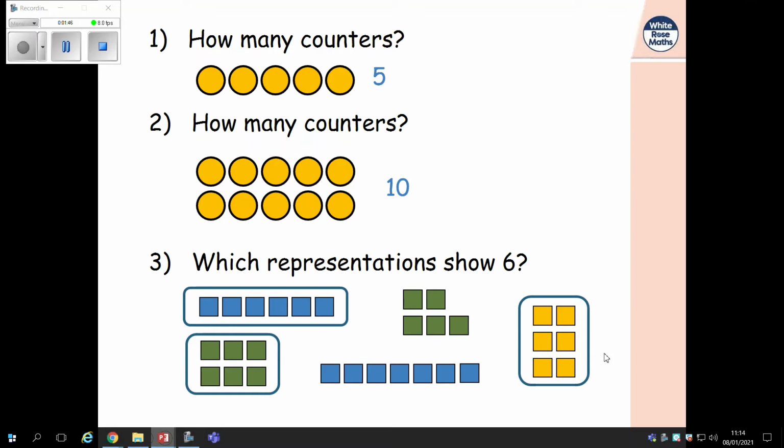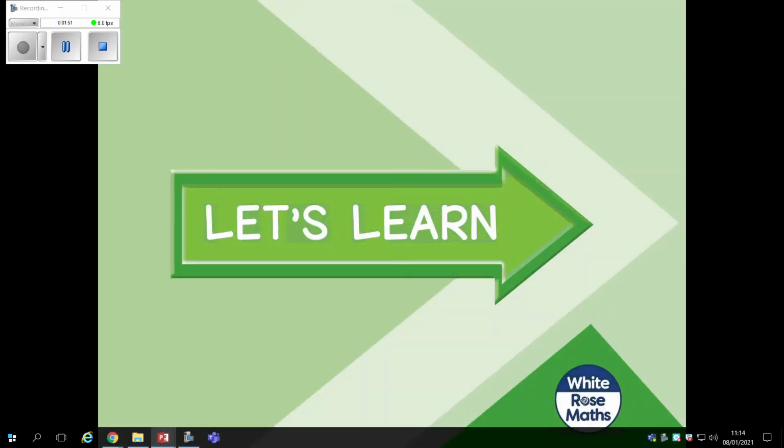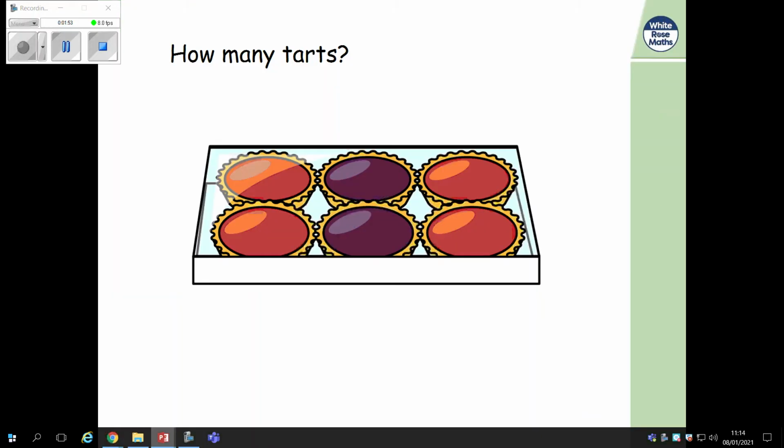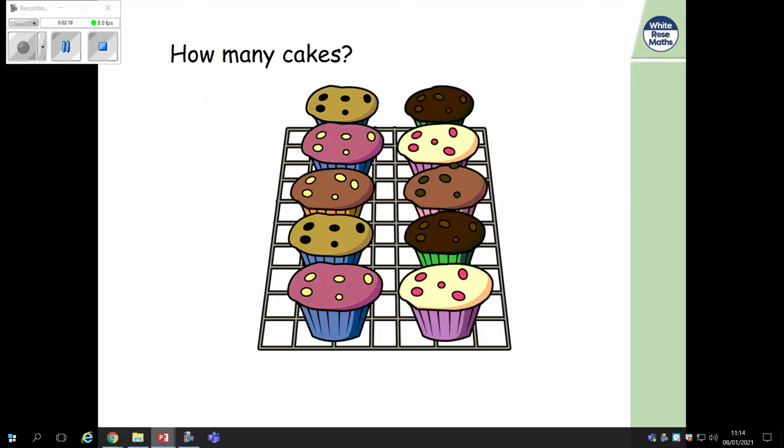Moving on to the next slide. So let's carry on learning. So how many tarts are there? So we could be looking at the rows. So this is a row of 3 and another row of 3. So in my head I would do 3 add 3 equals 6. Or I could do the columns, which they will show you now. So 2, 4, 6. So again, that is repeated addition, which we'll be looking at today later.